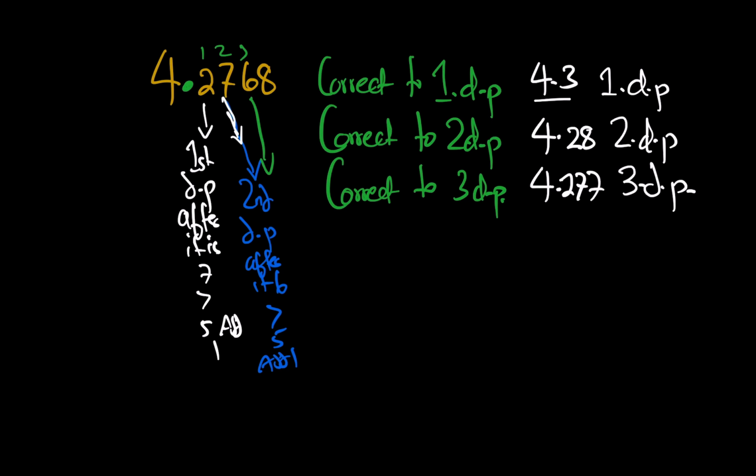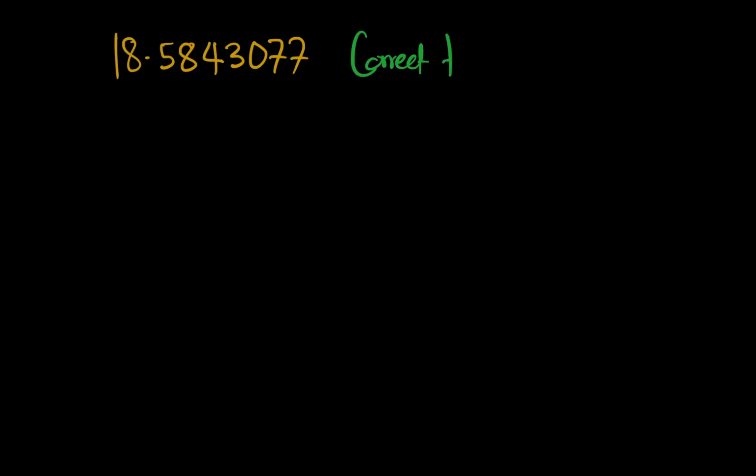So we are going to take some examples and see how we can work with that. Let's imagine we have another one here. It says 18.5843077, for example. We're still on decimal places, and we are being told to correct to one decimal place.